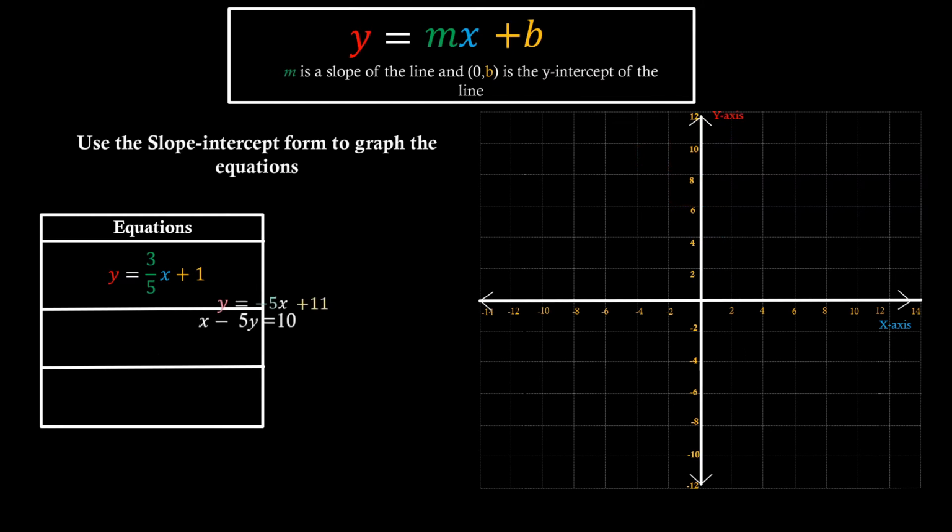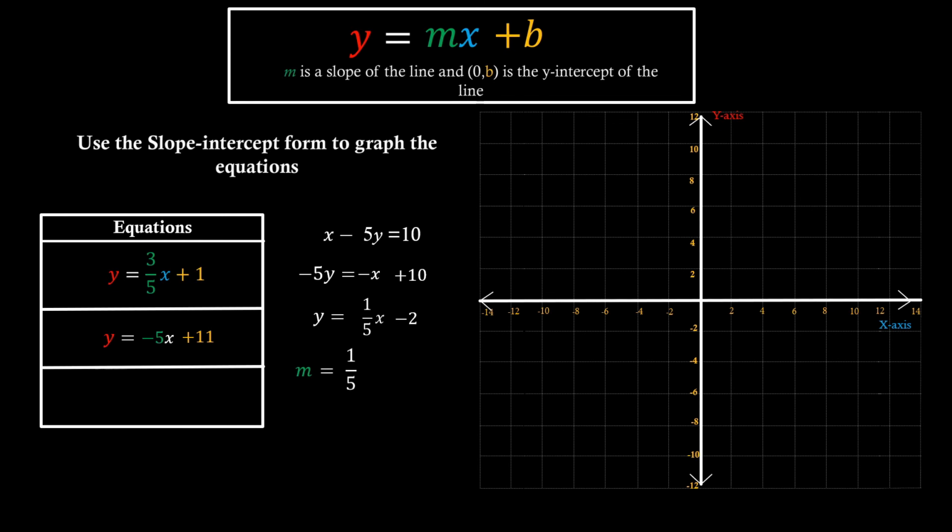Finally, we have x minus 5y is equal to 10. So, to change this equation to slope-intercept form, we subtract x from both sides to get negative 5y is equal to negative x plus 10. Then, we divide both sides by negative 5 to get y is equal to 1 over 5 times x minus 2. Now that we have it written in slope-intercept form, we can see that 1 over 5 is the slope and the y-intercept is 0, negative 2.